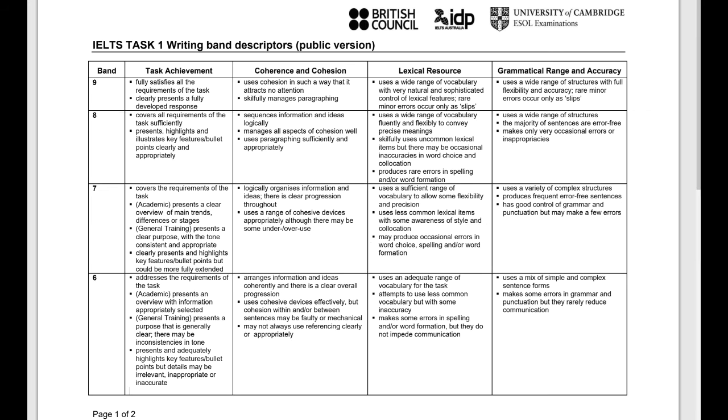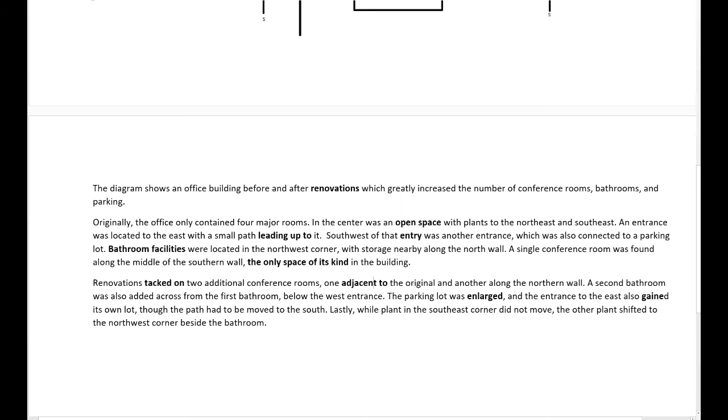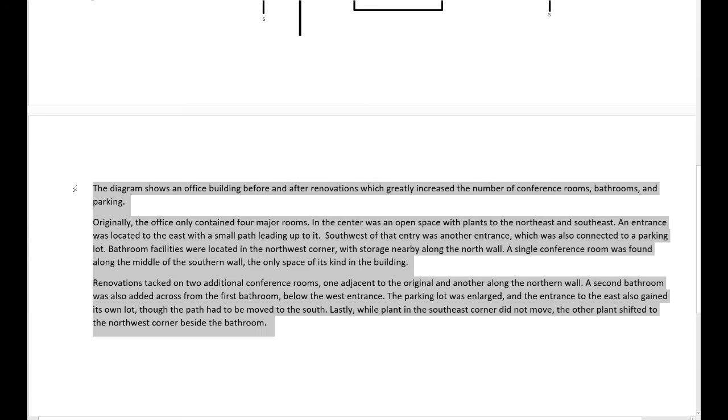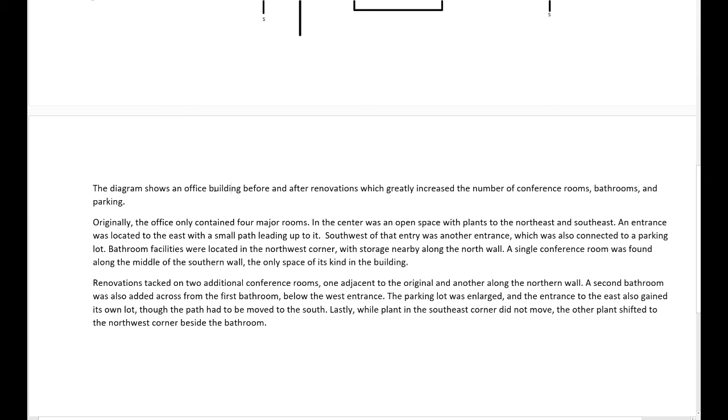Last thing that we're worried about is grammatical range and accuracy. Okay, so basically a wide range of structures, full flexibility, and very minor mistakes, as you would expect. Okay, so what are some of the grammar things that we see going on? Office building. So we have clauses which greatly increased. Okay, so we have an adjective clause.